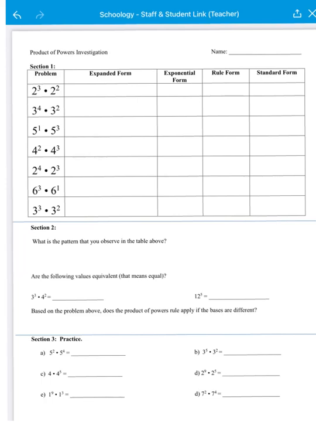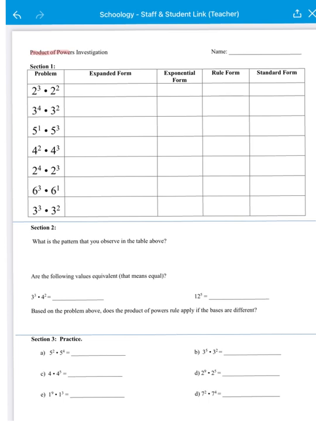This video is going to walk us through the product of powers investigation, or the product of powers rule. So really what that means is by the end of this lesson, we need to know what to do when we are multiplying two bases. So I see that I have the same base and it is being multiplied together. So we're going to look at expanded form to kind of help us make sense of this.